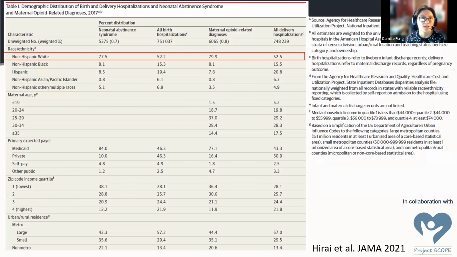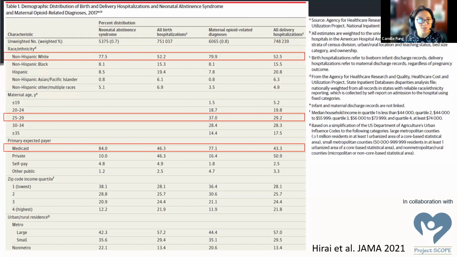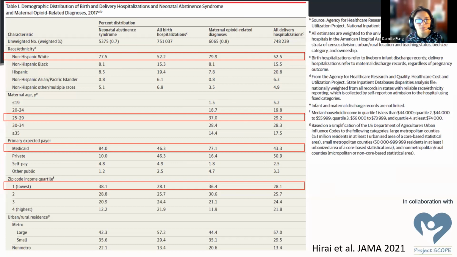So if you look at this cohort, the majority of mommies who are getting affected, mommies and babies, are non-Hispanic whites. The most common is in the age range of moms being 25 to 29. Again, to no surprise to people, the primary expected payer for these belong to the Medicaid system. And again, kind of concurrent with the Medicaid system is that they belong to the lowest income quartile.